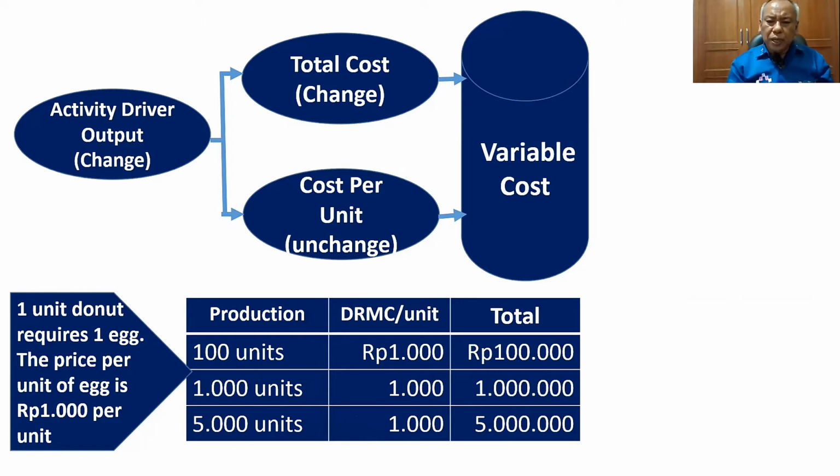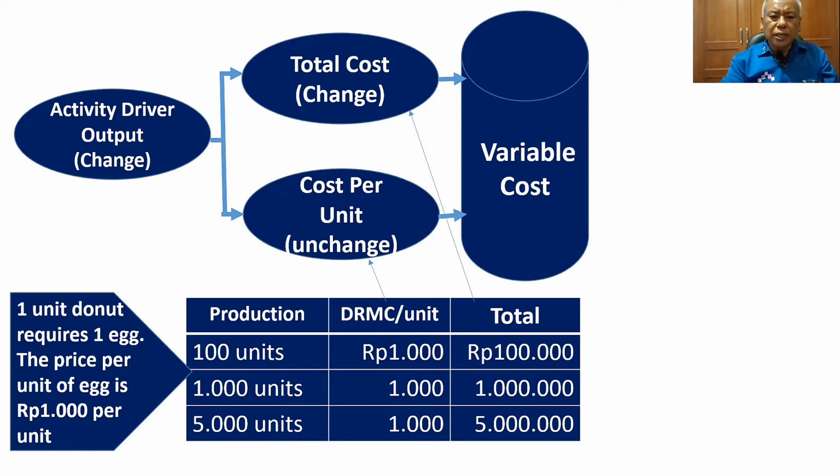If we produce 1,000 units, the direct raw material cost will be 1 million, 1,000 times 1,000. If we produce 5,000 units, the total raw material cost will be 5 million, 5,000 times 1,000. From this table, we can see that the cost per unit remains constant, while the total cost changes. The more units, the more cost. Fewer units produced, less cost.